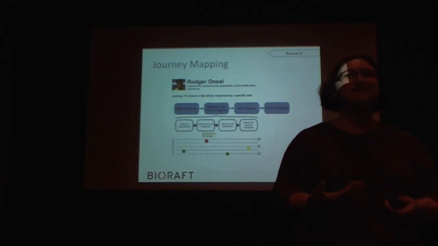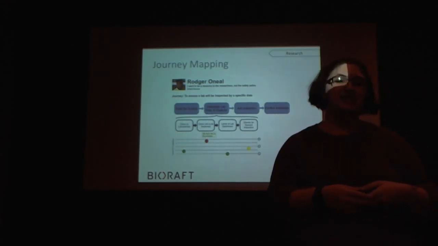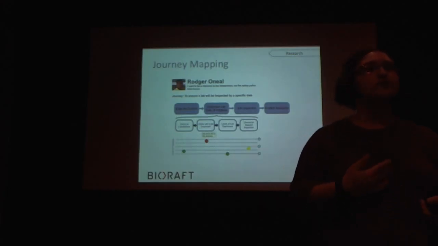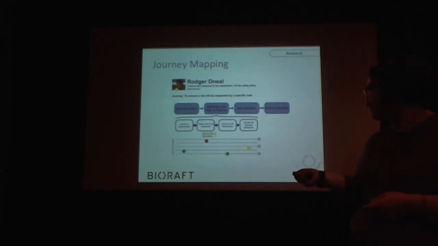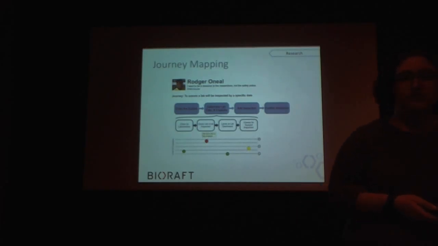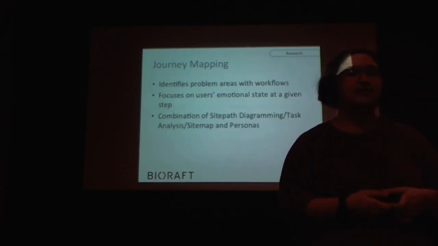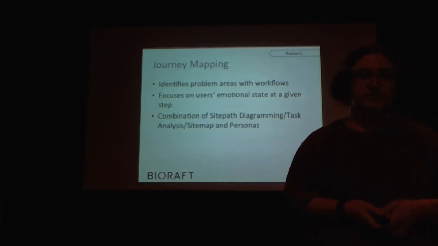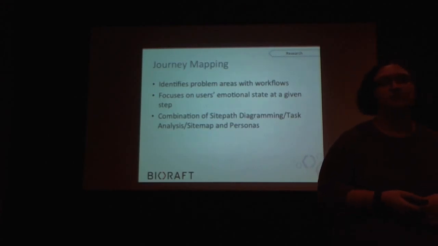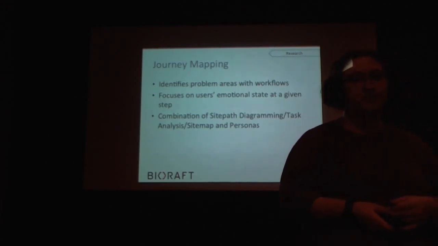So the beauty of journey mapping is that it also includes how the user is feeling at each particular step. So you start noticing these red steps of they're getting annoyed. So you have to really think about whether it's worth the irritation that you're putting your users through. So it identifies the problem areas that you might have glossed over before. Like I mentioned, it focuses on the emotional state.